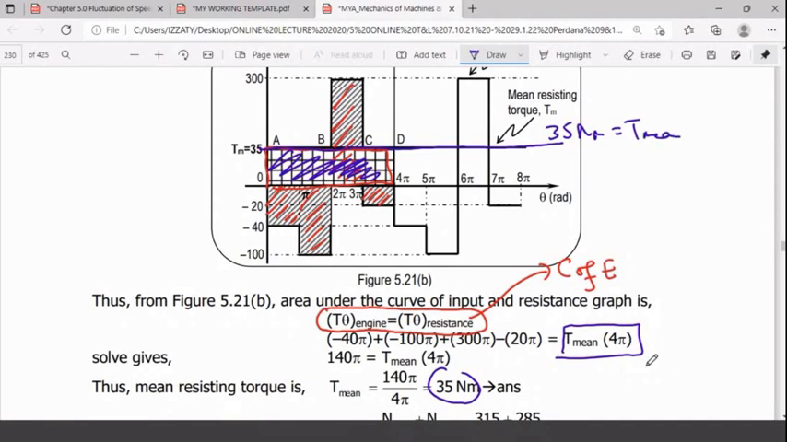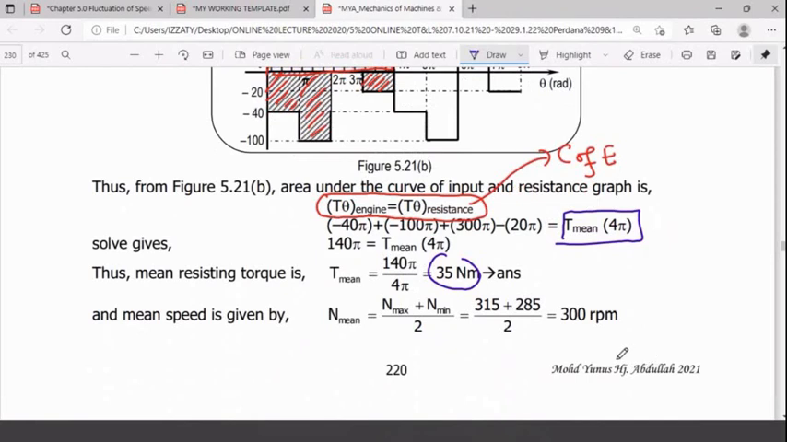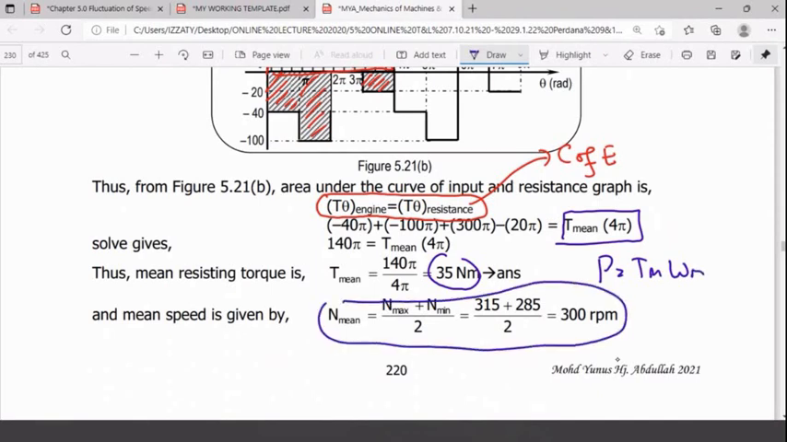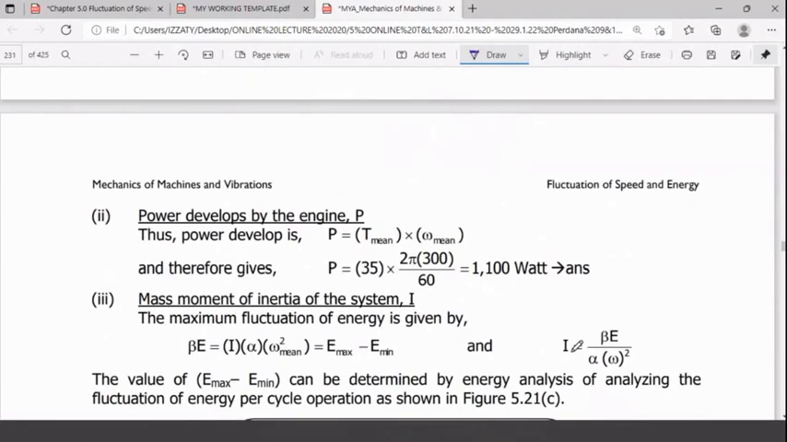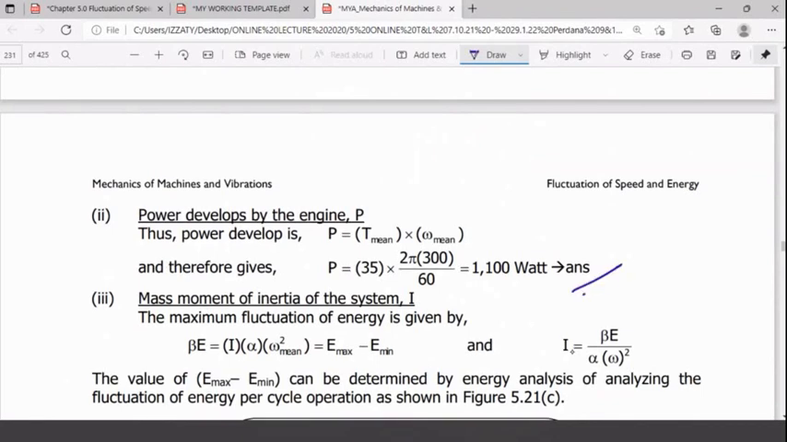Okay, so you answer the first question. The next question is power. Of course, power is T mean multiplied by omega mean. Omega mean you get from this one. Of course, you have to convert this from RPM to radian per second. You have all the equations here. You get this power.